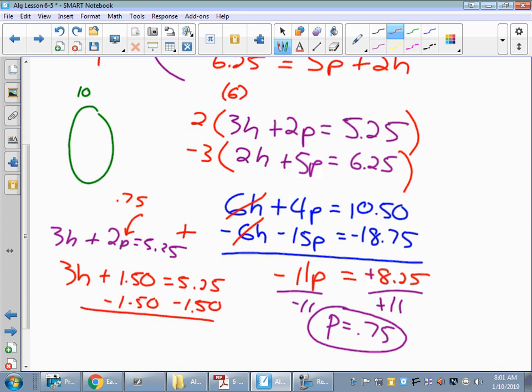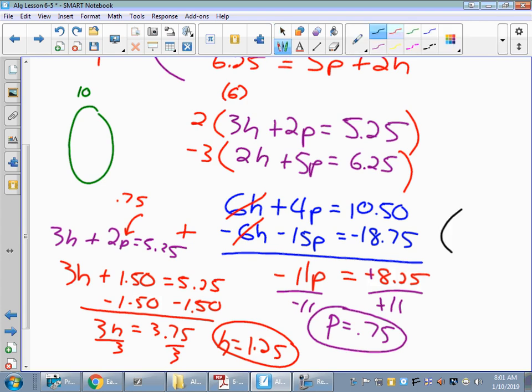And I end up with 3h equals 375. And when I divide by 3, my hot dogs are worth $1.25 each. Okay, so then we have to put it in an ordered pair. For my final answer, I'm going to have my hot dogs and then pops. So $1.25, comma, 0.75 would be my final answer here.